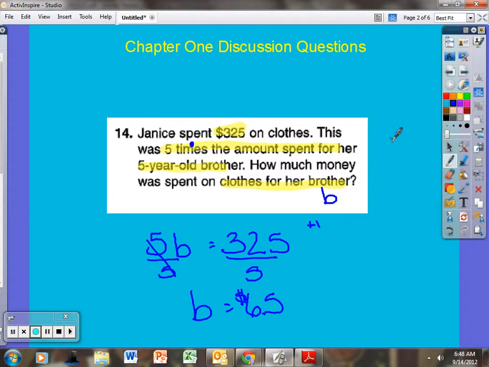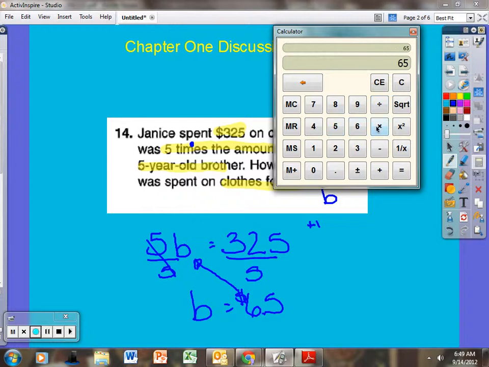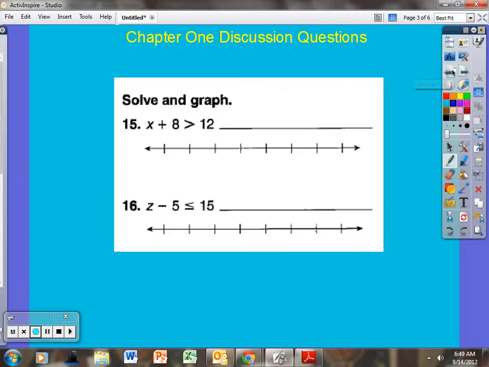So that's that. And again, to check, substitute back in. 65 times 5 is equal to 325. 325 checks 325. All right. Solving and graphing.